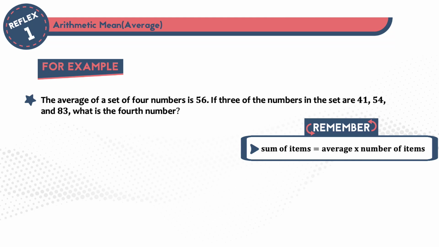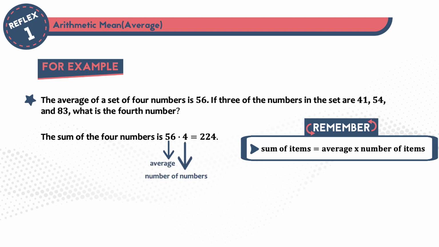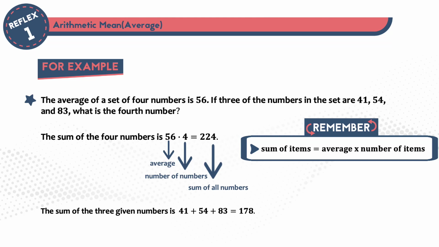Remember, the sum of items is equal to the average times the number of items. So the sum of the 4 numbers is 56 times 4, which is equal to 224, where 56, remember, is the average, and 4 is the number of items or the number of numbers, and 224 is the sum of all numbers. So the sum of the 3 given numbers is 41 plus 54 plus 83, which is equal to 178. Then we can subtract 178 from 224 and get 46, which is our 4th number. Done.